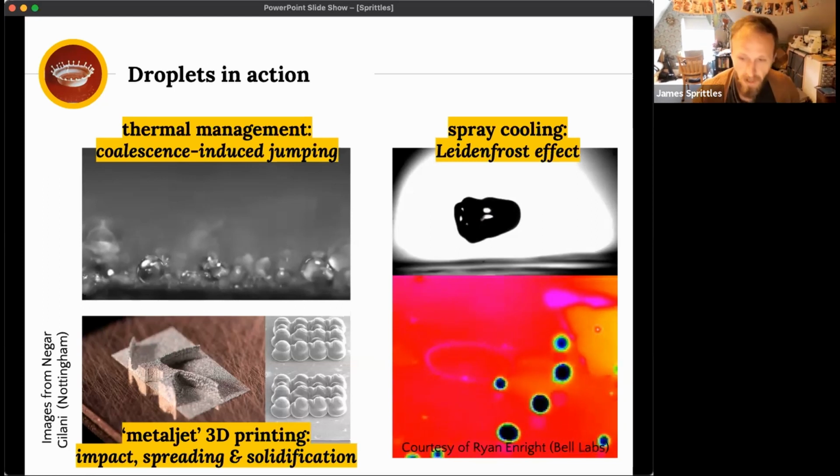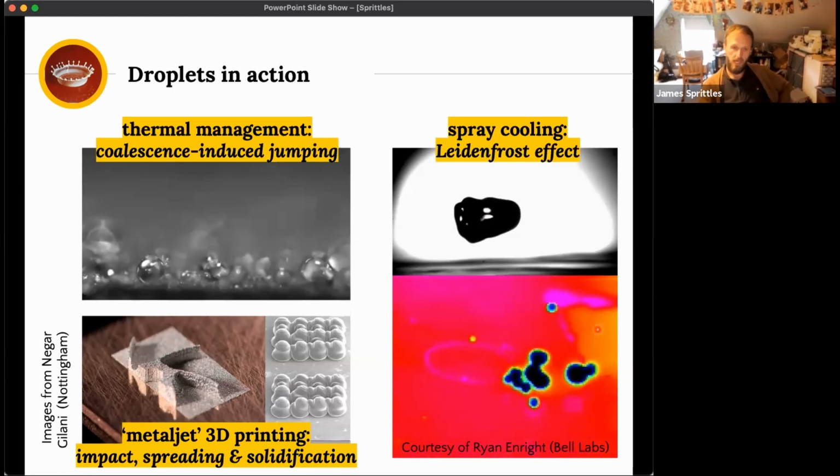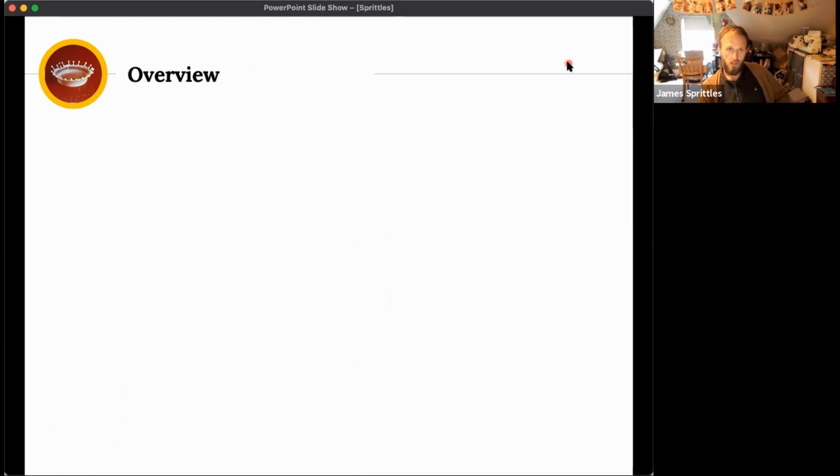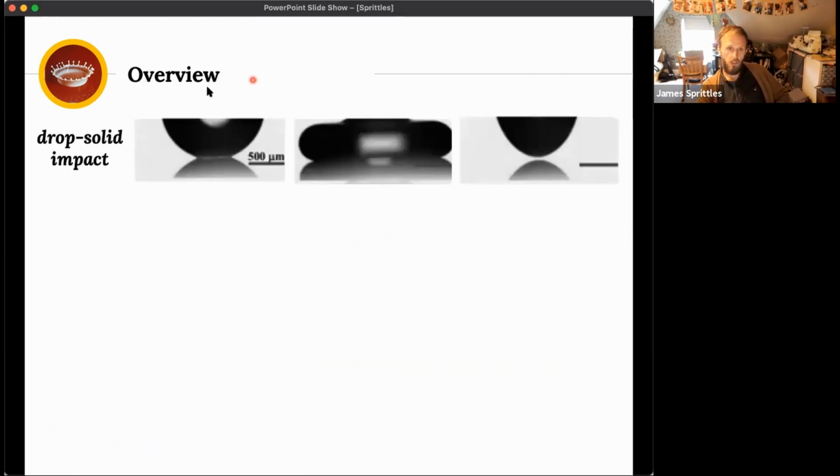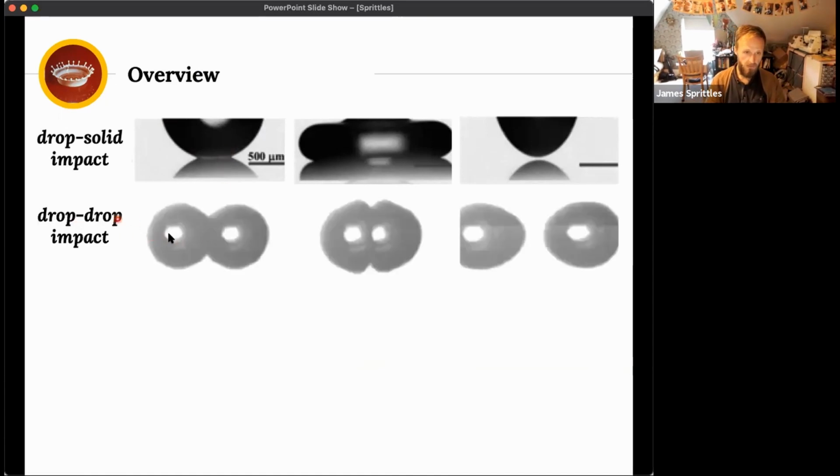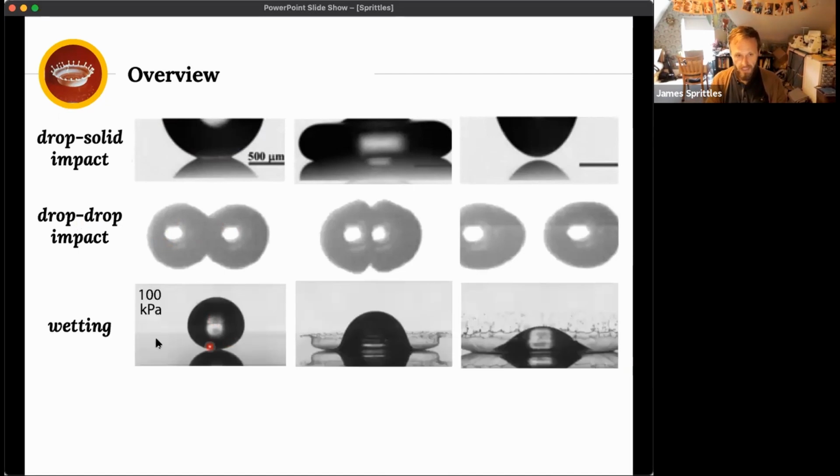Okay, so these are some applications. What I'm going to be concerned with today is really the fundamentals of these kinds of processes. To give you an overview, the kind of droplet events I'm going to be looking at are the impact of liquid droplets on solid surfaces, the impact of droplets with each other, and the wetting of surfaces by droplets. So once they've contacted, how they spread out and whether there is any complex dynamics occurring.